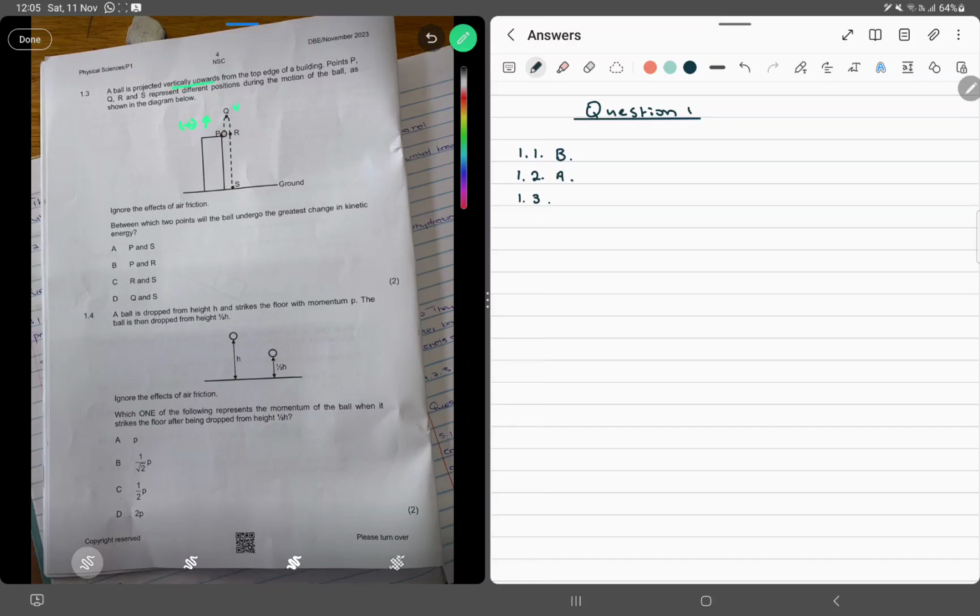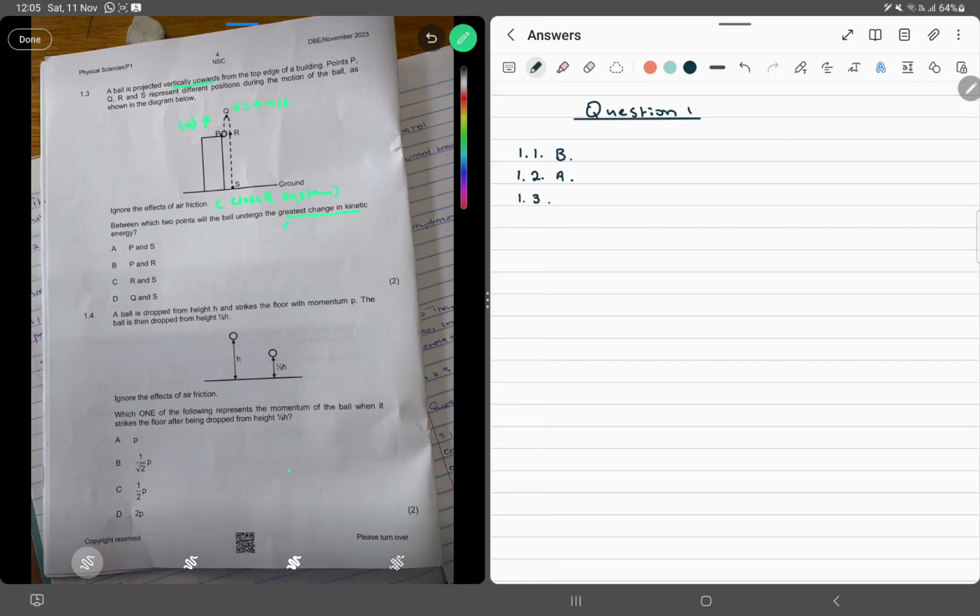So at the maximum height, we know that the velocity there is 0 meters per second. Now, it says ignore the effects of friction. So what are we trying to do? We're trying to do a closed system, which means only the gravitational force will act here, which we know is a conservative force. Now, between which 2 points will the ball undergo the greatest change?